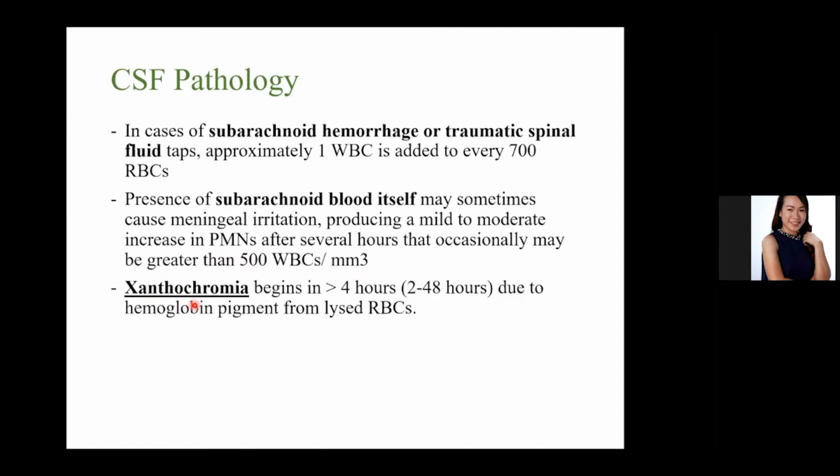So xanthochromia is the yellowish appearance of the cerebrospinal fluid, and this occurs several hours after bleeding into the subarachnoid space. This may be caused by certain medical conditions. Most commonly, if you have subarachnoid hemorrhage, it begins in greater than 4 hours due to hemoglobin pigment lysed from RBC. So if there is hemolysis, the pigment of the hemoglobin will now cause the change in the color of the CSF, which is xanthochromia, or yellowish pigment. Okay?